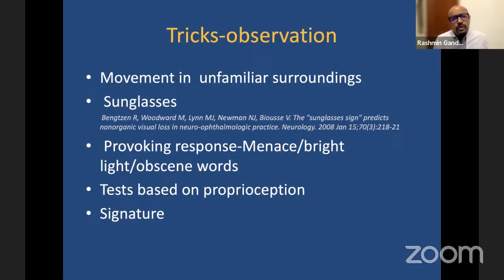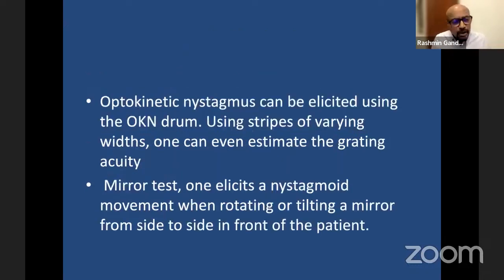There are tests based on proprioception, like asking the patient to touch the nose or connect two fingers, which he should be able to do even in the absence of vision. But these patients would try not to connect the fingers. Ask him to sign, and even patients who are completely blind would be able to make a good signature. Optokinetic nystagmus or the mirror test: optokinetic nystagmus would elicit a response in somebody who has useful vision.